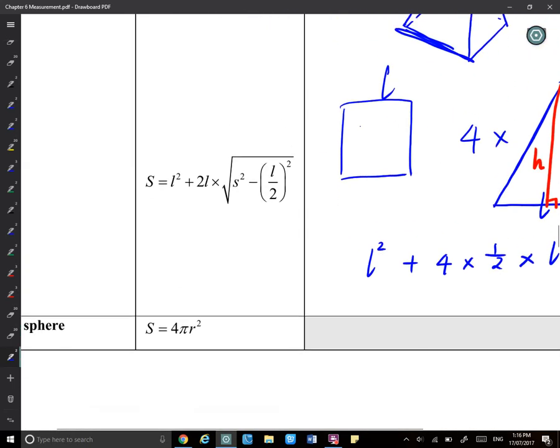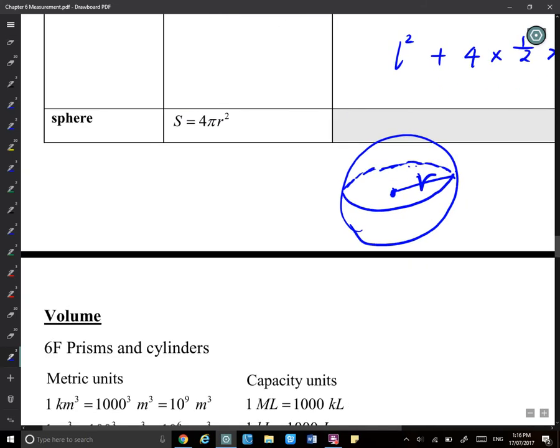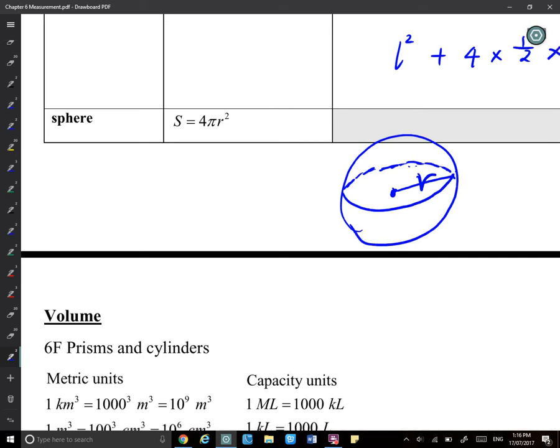And the one last thing is for sphere. I can't really sketch anything or reason it for you, but just remember that it's 4 pi r squared. So for a sphere, I will sketch like this. That's a sphere. That radius is r. So 4 pi r squared is the total surface area.